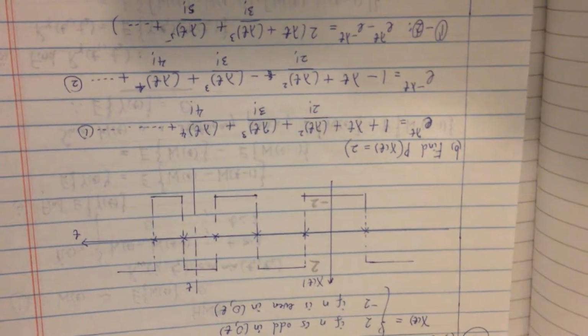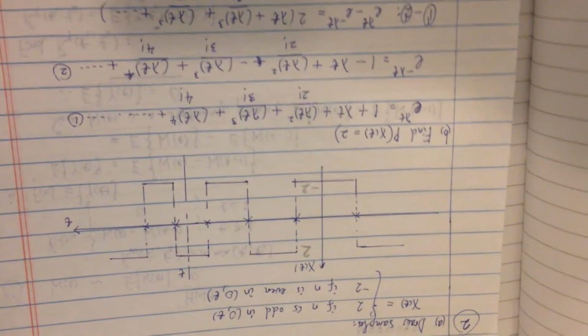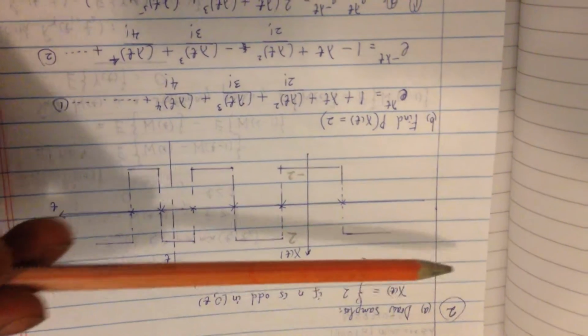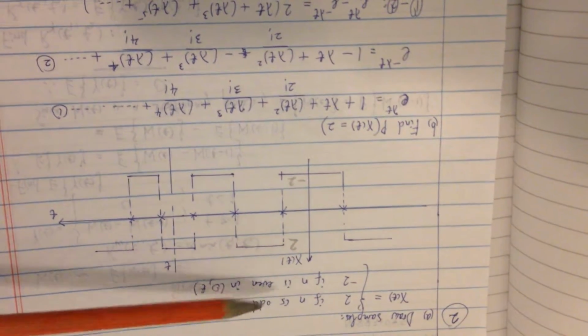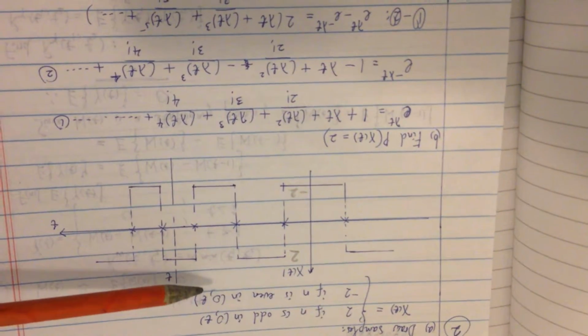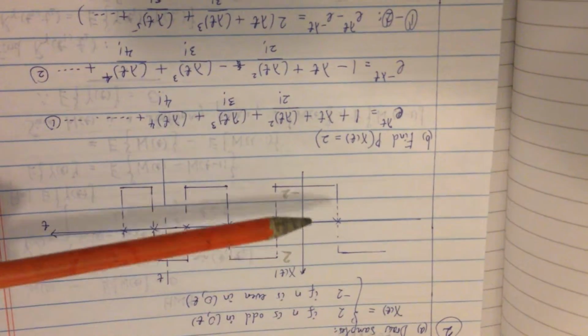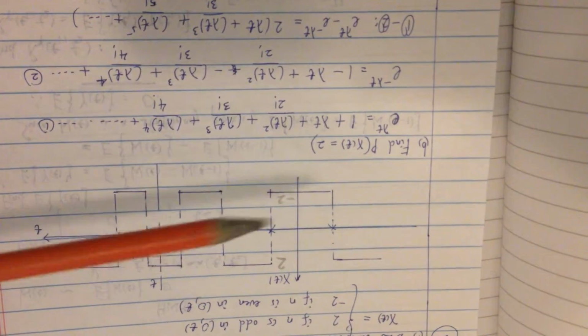In this video, I provide a description of my solution to question 2 of homework 9, where we're given a Poisson process X(t), which takes on the value of 2 if N is odd on the interval 0 to t, and -2 if N is even on the interval 0 to t. And we're asked first to draw some samples of this process.